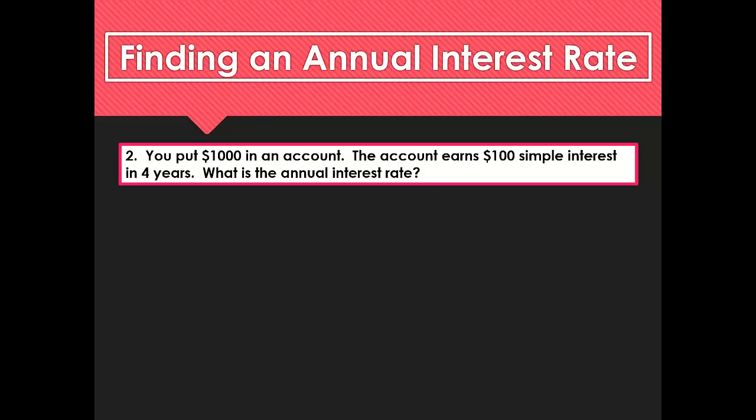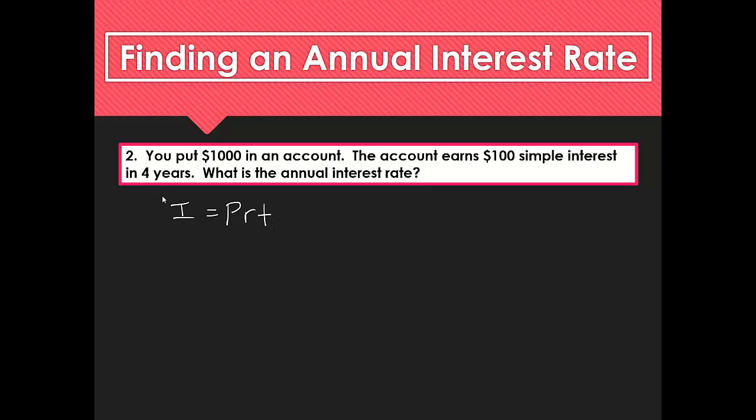Now we're going to find an annual interest rate. So for number 2, you put $1,000 in an account. The account earns $100 simple interest in 4 years. What is the annual interest rate? So first, we'll start with our formula, I equals PRT.